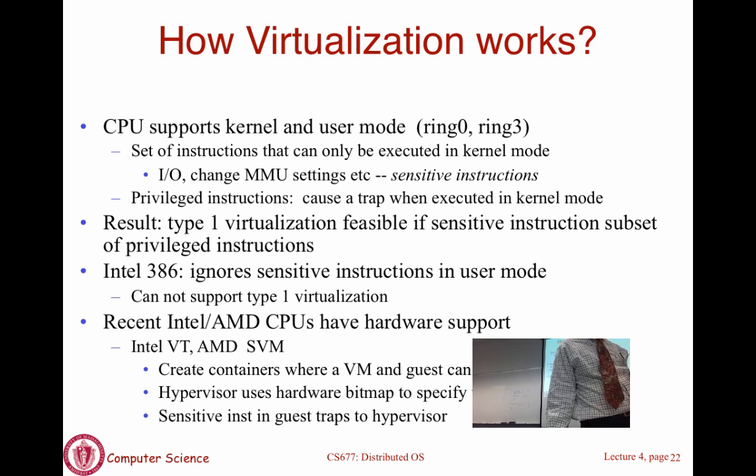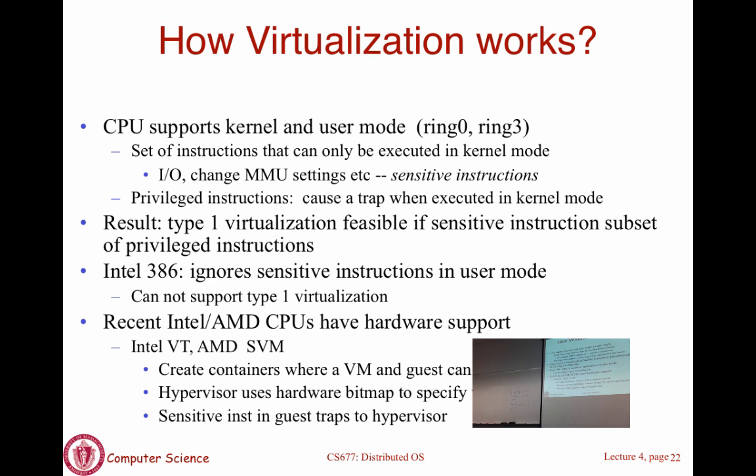Why that is, I will talk about in just a moment, but first try to understand what I'm even trying to say. Bare metal hypervisors can only be implemented on those CPUs where your sensitive instructions, which are those kernel mode instructions, also cause a trap whenever they're executed, which are also called privileged instructions. If your CPU doesn't do that, then you cannot implement type 1 hypervisors at all.